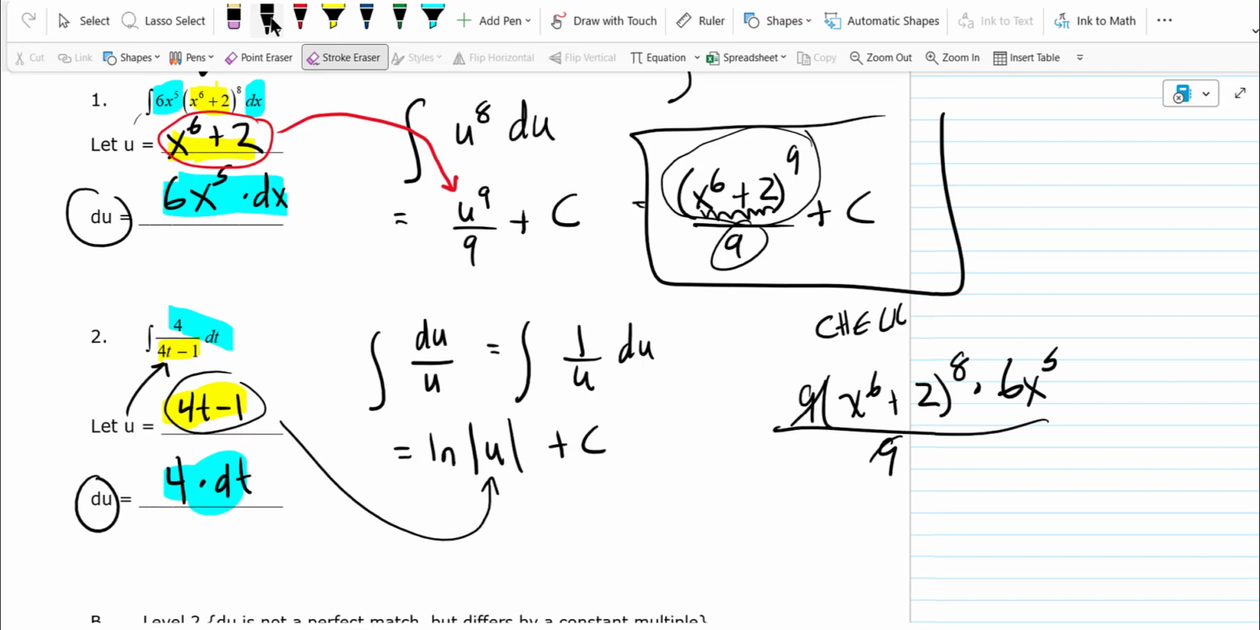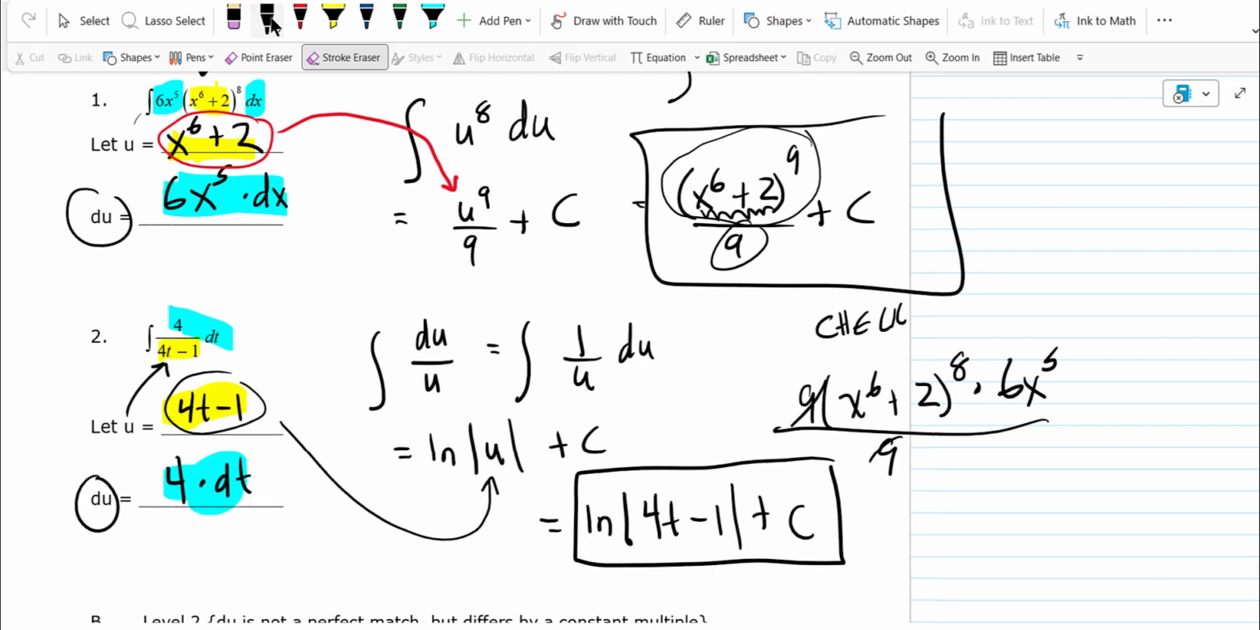It's kind of like the chain rule in a way when we learned the chain rule. So the final answer to the problem would be this. Again, you could take the derivative of that answer. You can do that in your head pretty easily and tell that you're right. Because if you did the derivative, you would have 1 over 4t minus 1 times 4. Okay, so that's the right answer.